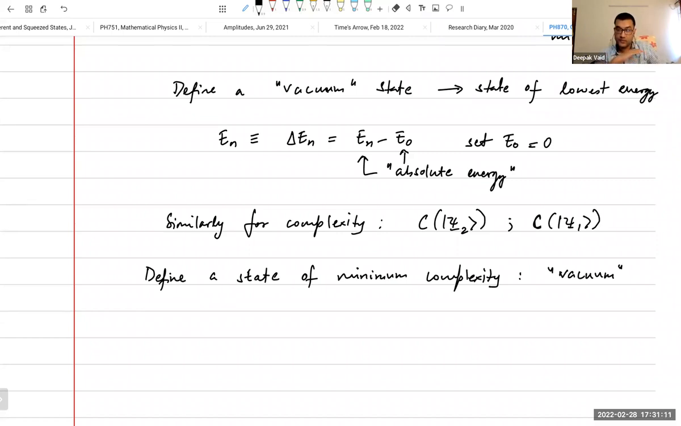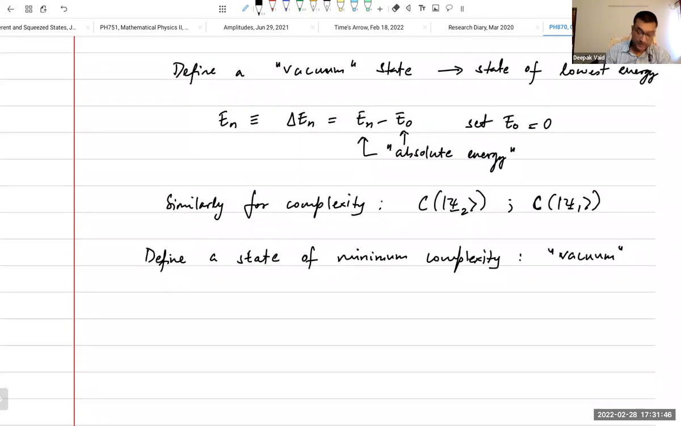So you imagine the surface of an ocean and the water is completely still, and then you drop a very small stone. It sets up a wave which ripples. That is an excitation. And so in this way, you can drop bigger stones and more stones and build up bigger and bigger excitation. So we define a state of minimum complexity.